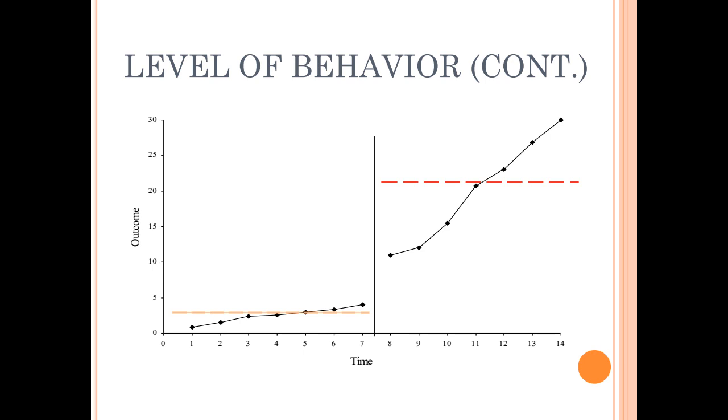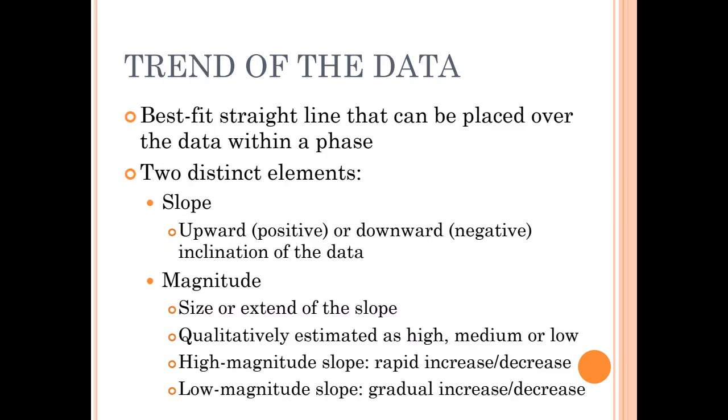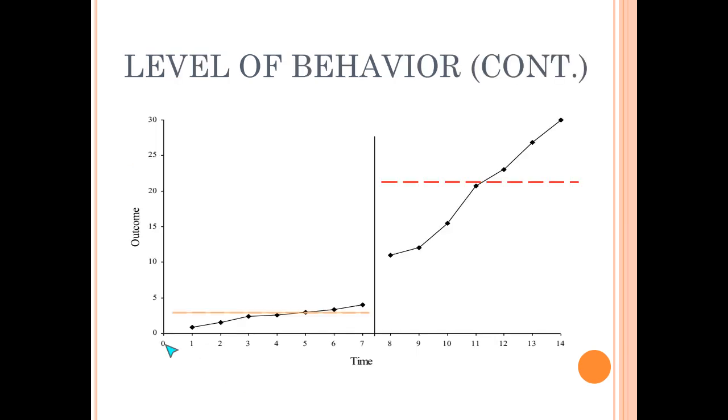So in addition to level, you can have phenomena where the data are slightly increasing or decreasing, or there is a very steep slope. They go up very quickly or they go down very quickly. And these phenomena are called trend. We're talking about trend in the data. And there are two distinct elements within trend: slope and magnitude.